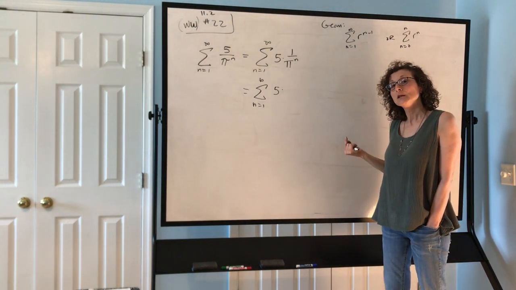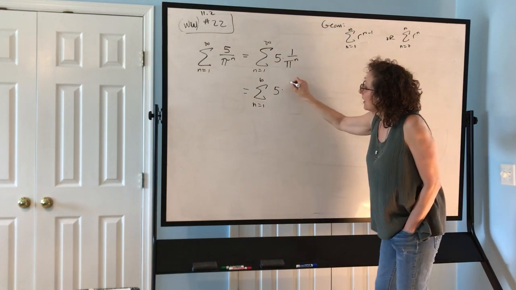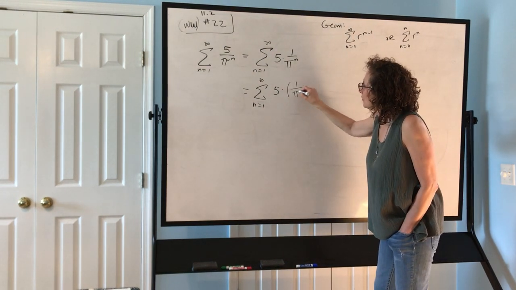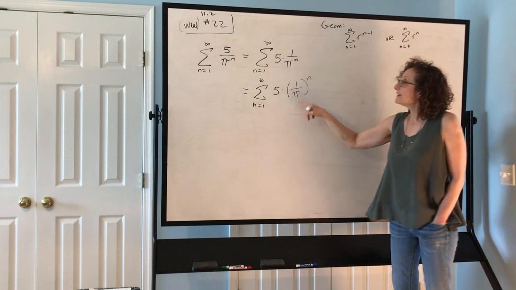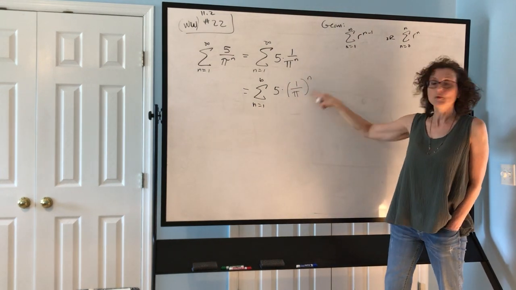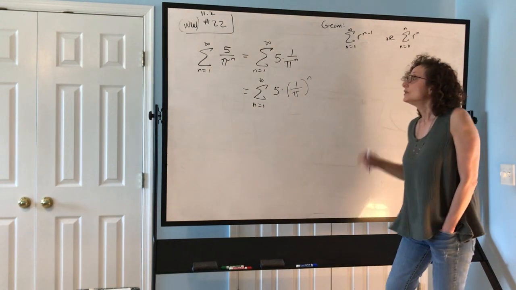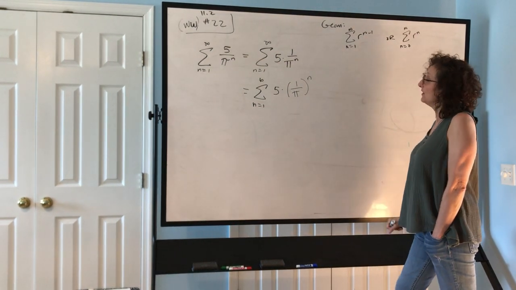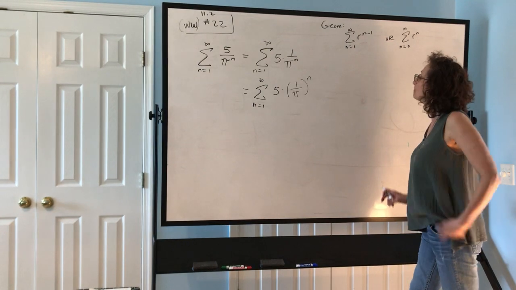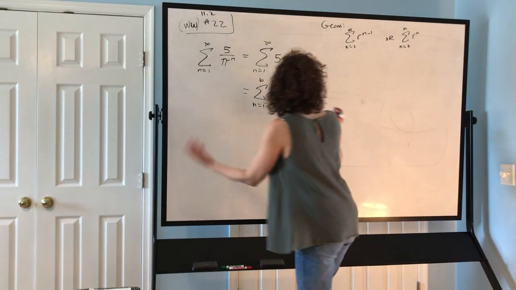What do we want? Good. A thing raised to the n. What is the thing being raised to the n here? 1 over pi to the n. Make sense? So while it's true that that's pi to the negative n, that's not as helpful. All right. So now what do we recognize?